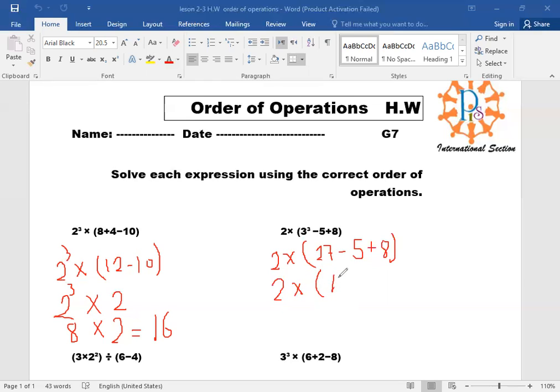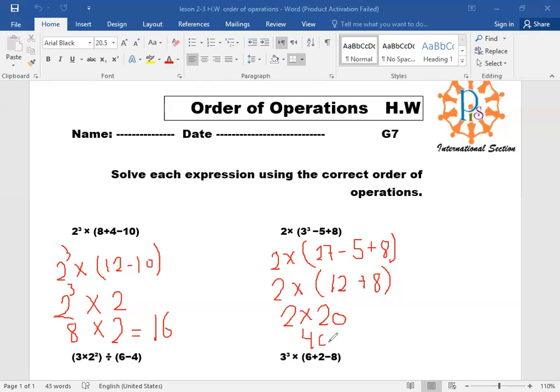22. So 27 minus 5 will be 22, and then plus 8. It will be 30. Then 2 times 30, the answer by the end will be equal to 60.